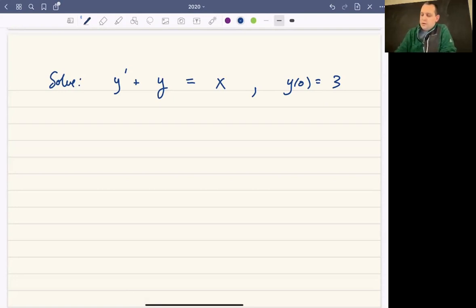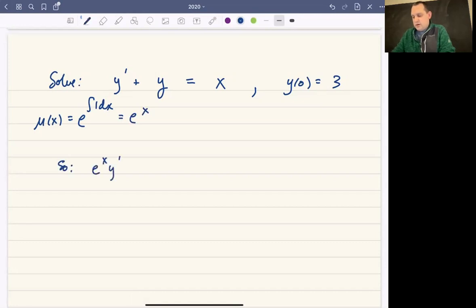The way that we did this before is we have to multiply both sides by an integrating factor. The coefficient of y prime is already 1, so we don't have to worry about that. We're just going to take the coefficient of y, which is also a 1, integrate it, and then exponentiate that integral. It turns out that our integrating factor will be e to the x. So our differential equation becomes e to the x y prime plus e to the x times y equals x times e to the x.